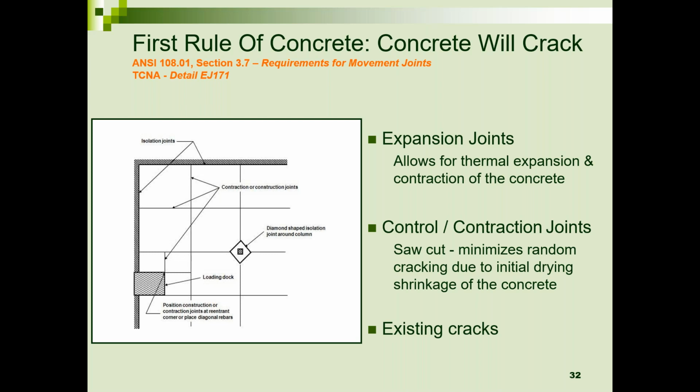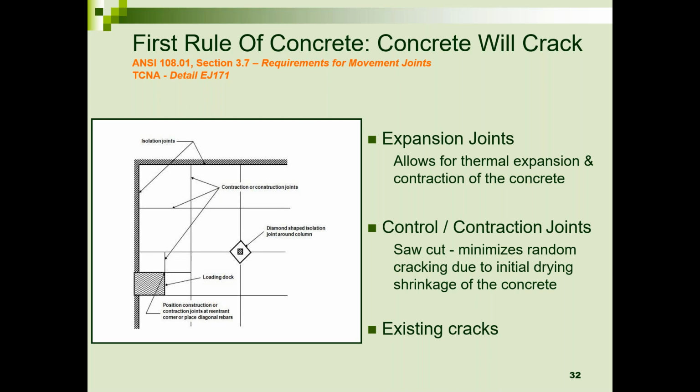New concrete has a lot of water in it. And as that water leaves the slab, it's going to start to shrink. It's going to start to deform. And by putting saw cuts in strategic and specific locations, you minimize random cracks. And then the other type of joint, if you will, consider that our existing cracks.